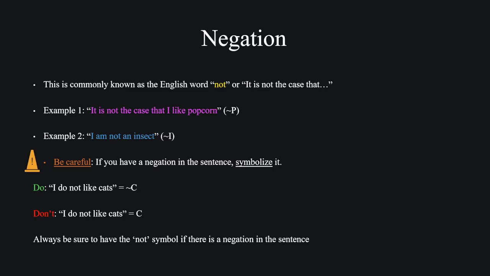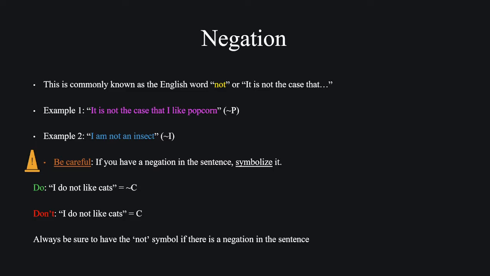Example 2: I am not an insect. Again, that can be symbolized with the not symbol in front of I, which is the proposition for "I am an insect." So not I would be "I am not an insect." Just a couple of reminders, do's and don'ts. When you're symbolizing a sentence that has a negation in it, be sure that you symbolize the not.